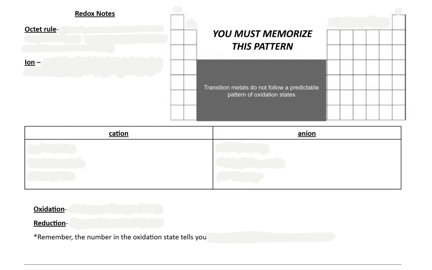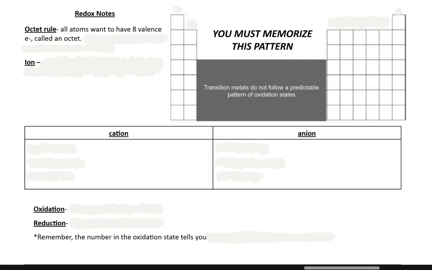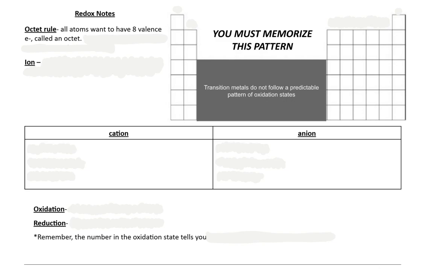So oct means 8. So the octet rule says that all atoms want to have 8 valence electrons. That's called an octet. So the dream of every atom is to get 8 valence electrons. The reason why is this makes them feel like a noble gas, and so they are stable. So every atom tries to get 8 valence electrons, but not all atoms have 8 valence electrons. So if you are not a noble gas and you don't have 8 valence electrons, you still really want them.